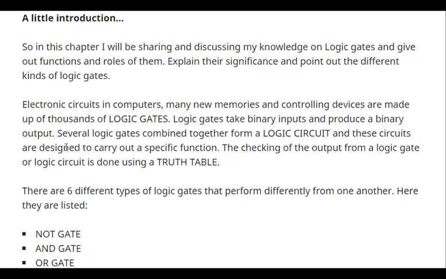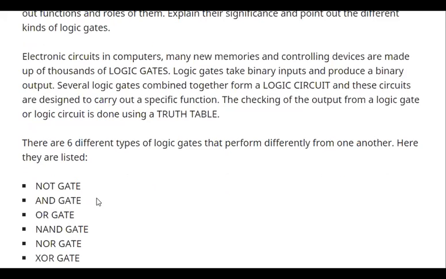Now, when we talk about gates, we have only two inputs, either open or closed. So either 0 or 1. Depending on these two inputs and the different configuration of transistors, we form different types of gates. They are NOT gate, AND gate, OR gate, NAND gate, NOR gate, XOR gate, and XNOR gate.